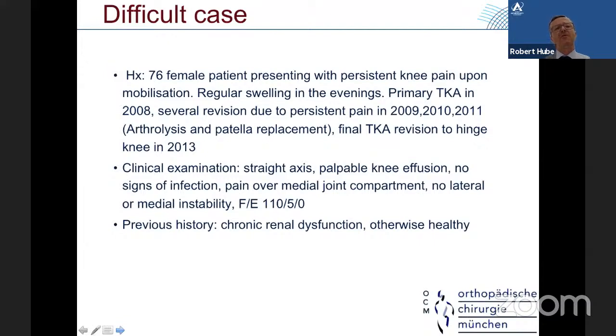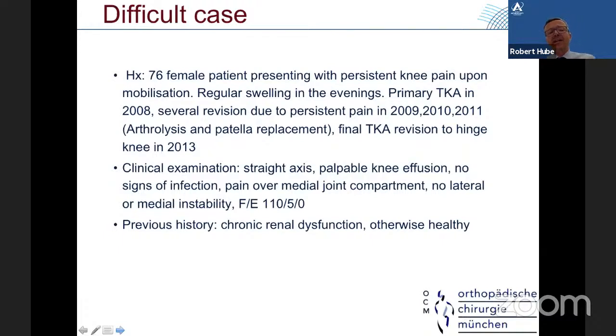It's a 76-year-old female patient presenting with persistent knee pain upon mobilization, regular swelling in the evenings, primary TKA in 2008, several revisions due to persistent pain in 2009, 2010, 2011. And if you see that, 4 major surgeries within 4 years, that is not a winner, something is wrong. Arthrolysis, patella replacement, all the things we know that don't function very well. Final TKA revision to hinge knee in 2013.